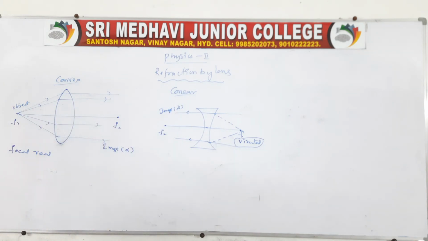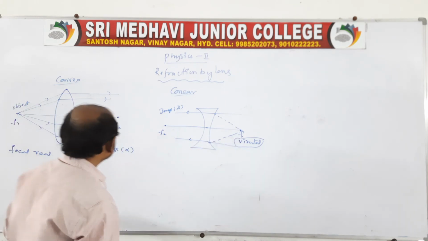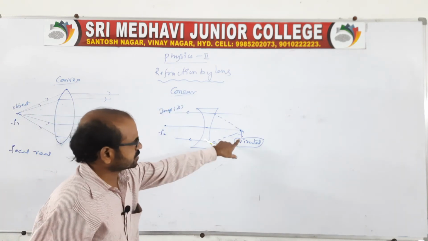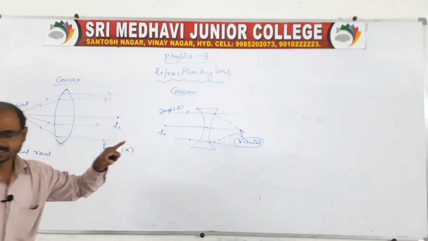So this is the case of a virtual focal point, and in this case it is a real focal point. There are two focal points in case of lenses. You remember, there are two focal points. In case of lenses, the first focal point F1 is the object point, and in case of a convex lens it is real. In case of a concave lens, the focal point will be virtual. Is it clear now?